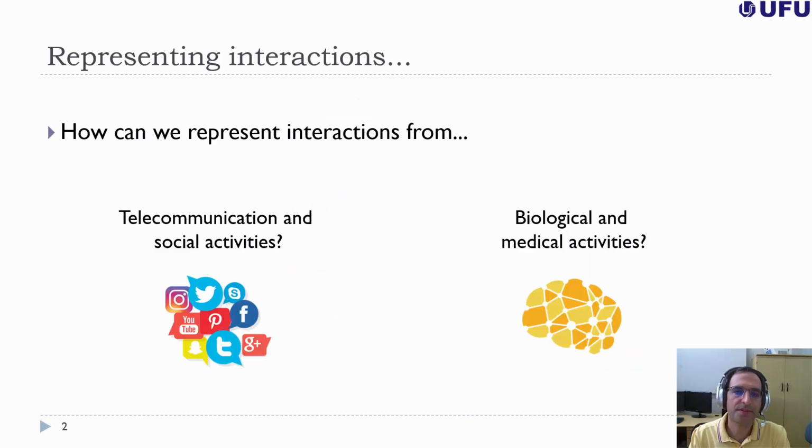First, let's talk about representing interactions. How can we represent interactions from telecommunication, social activities, or even biological and medical activities? In all cases, we have several elements interacting between themselves, forming complex systems. To represent these interactions, a useful tool is networks, complex networks, network science, which can gather information between several elements, and we can use several tools to analyze these interactions.